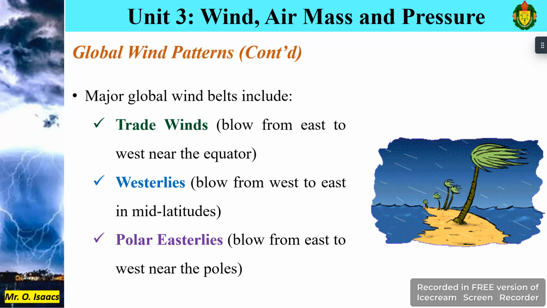So we're continuing on the global wind patterns. Of course, there are three major ones. We have the trade winds, which blow from east to west near the equator. We have the westerlies, which blow from west to east in the mid latitudes. And we have the polar easterlies, which blow from east to west near the poles.